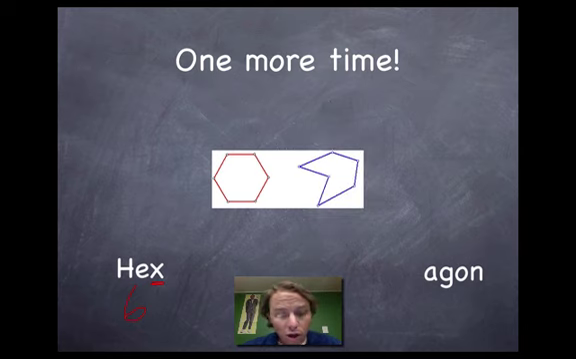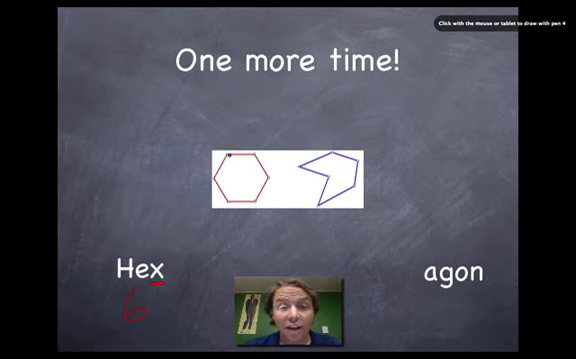So cool. All right, you look here. We've got our regular hexagon. Same angles inside here, and the same length sides. And then we've got our irregular hexagon that's got kind of some funky angles and some funky length sides. So regular and irregular, but they're both hexagons because they both have 6 sides.